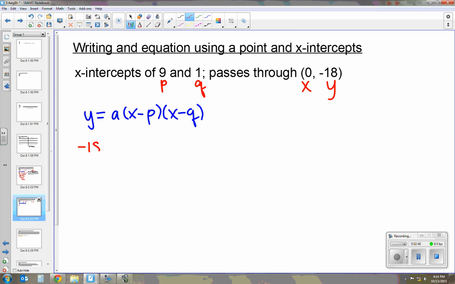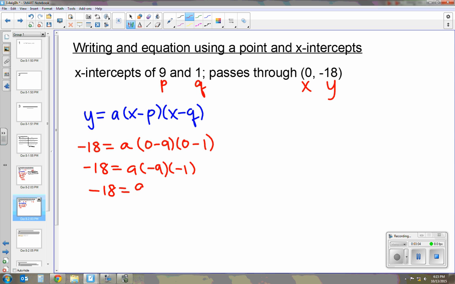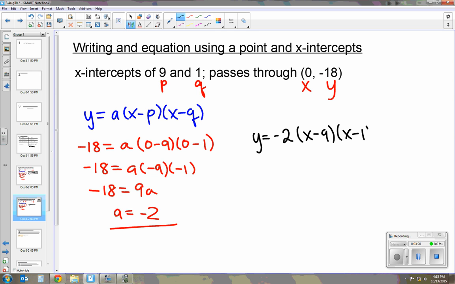Y is negative 18. We need to solve for a. X is 0 minus 9, and 0 minus q, which is 1. Let's simplify. A times negative 9 and negative 1. So negative 18 equals 9a. A is equal to negative 2. We need our a value and our p and our q. So our equation is going to be y equals negative 2 times (x minus 9) times (x minus 1). And we've got our final answer in intercept form.